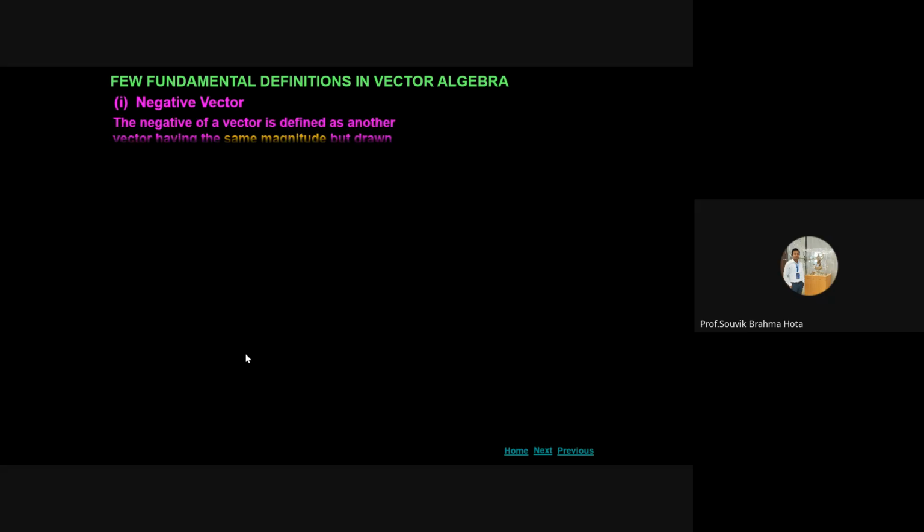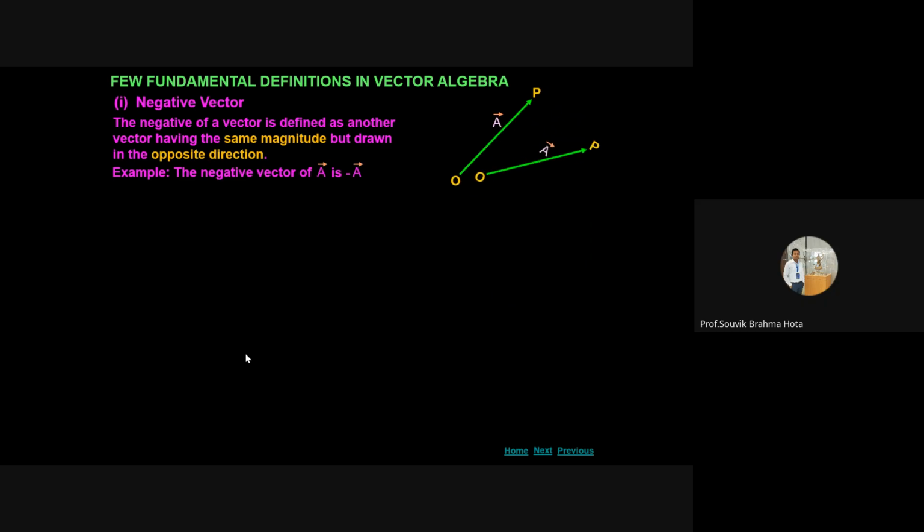First, negative vector. So negative vector of a vector means what? It has the same magnitude but is drawn in the opposite direction. See the example. The negative vector of A is minus A. How? Suppose this is A, O to P, you see the direction, see the direction of the arrowhead. It is towards P. Now you see another vector of the same magnitude but in exactly opposite direction. You see the arrowhead getting changed. The position of O and P is getting changed, exactly reversed. So therefore it is negative.